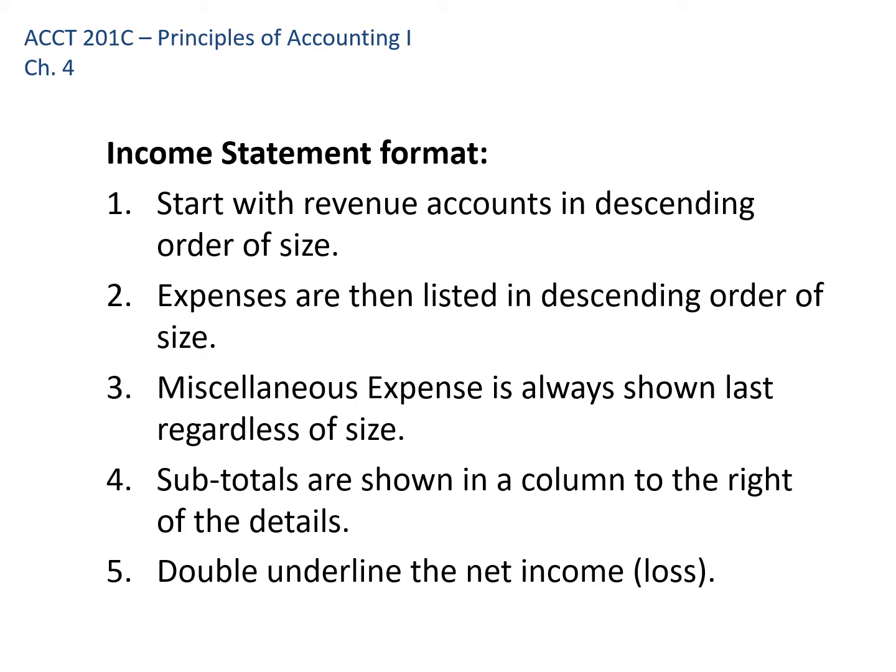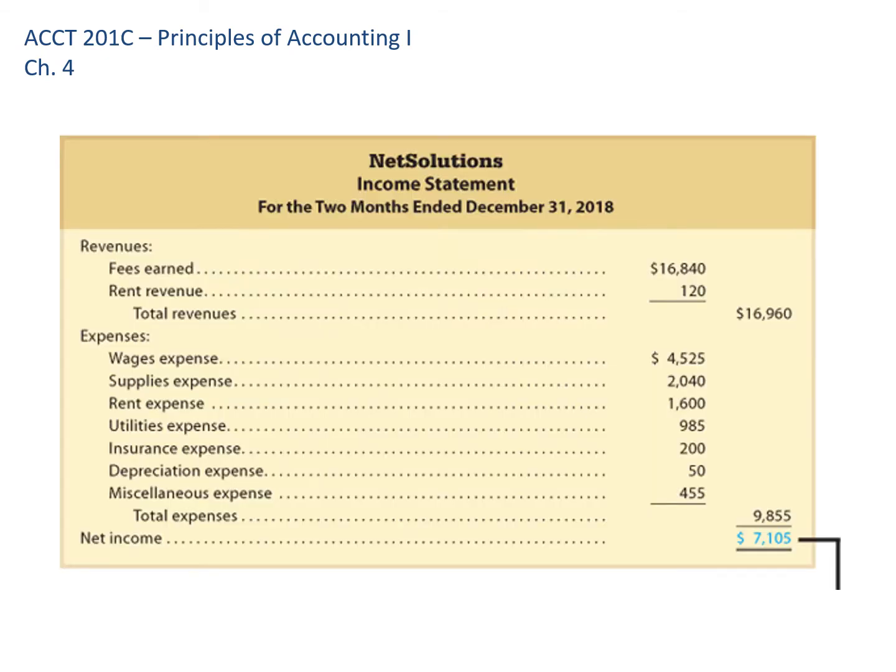Subtotals are always shown in the column to the right of the detail. So as you work to the right, you get subtotals, and each column should stand on its own. When we come to the bottom, we double underline the net income or loss. So here's an example of that.